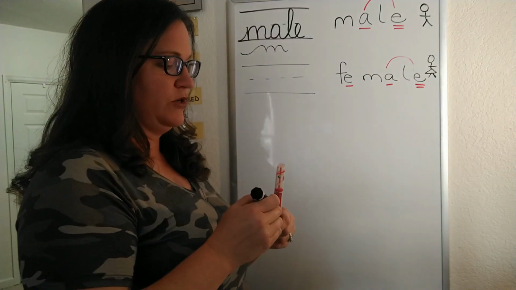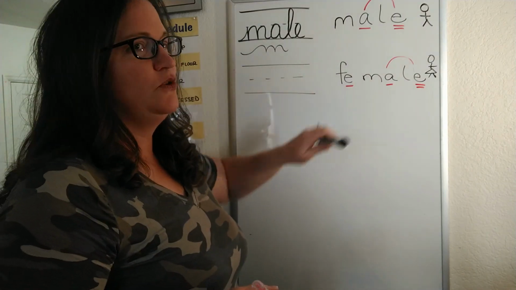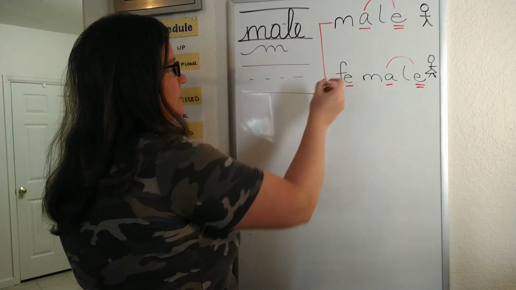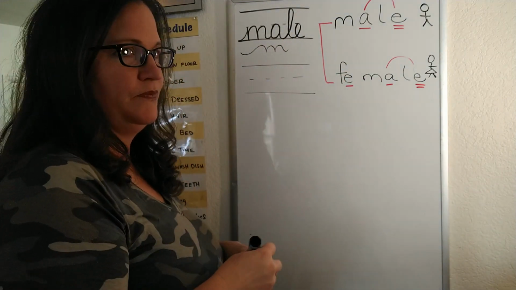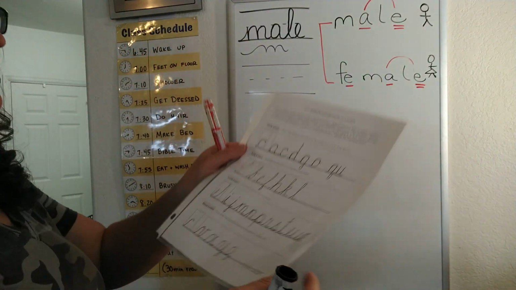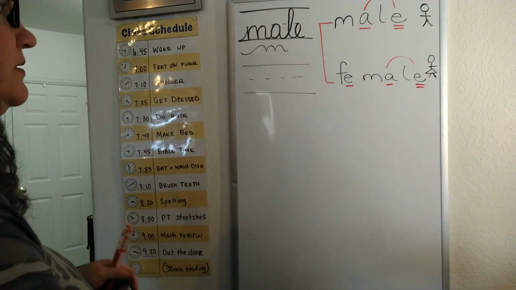Now, not all women wear dresses, but that's just a sign for it, right? What else are we going to do with these two words? Bracket them. Bracket them because they're similar. Has it ever occurred to you that the girl is longer than the boy? Remember, F is a loop letter, and you can loop under as well. Okay, so let's do it.